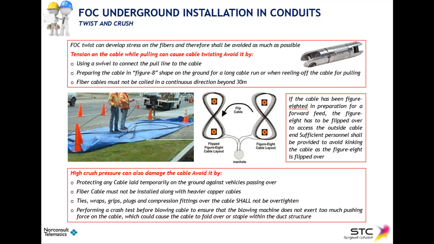Fiber cables installed along heavier copper cables cannot be installed, so never install a fiber cable along a copper cable. The cable always has to be subducted. Okay? Install first the subduct and then the cable inside. Pay a lot of attention to ties, wraps, grips, plugs, and compression fittings, and all other elements that are supposed to hold cables in place, because they are easily over-tightened, and over-tightening them means that you're crushing the fibers inside.